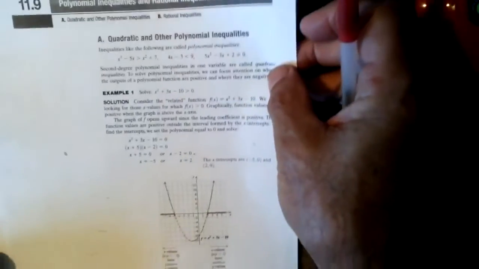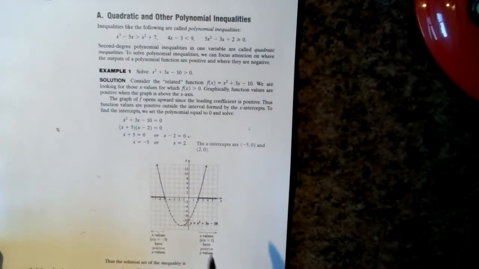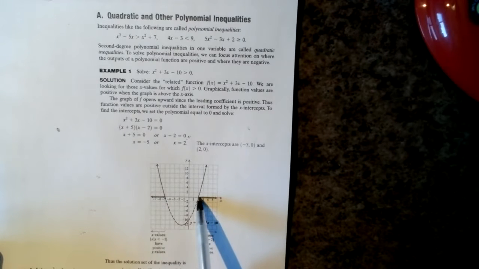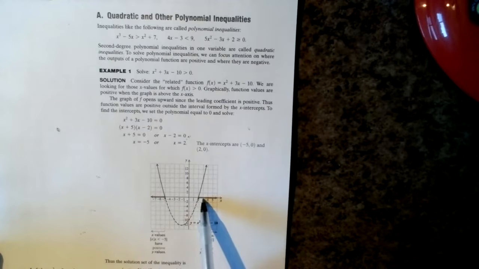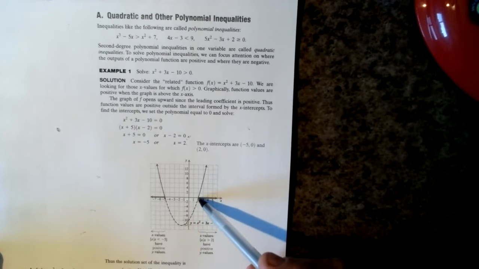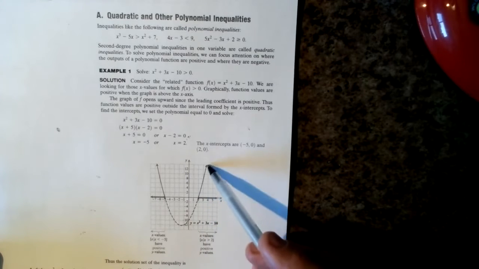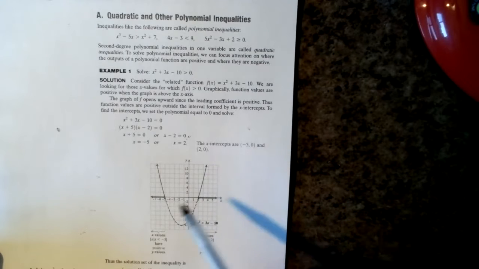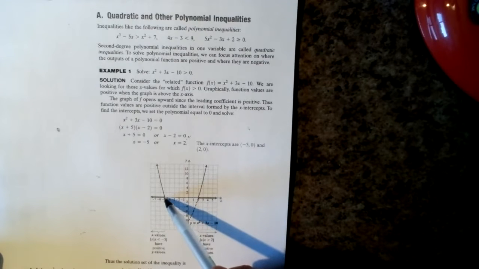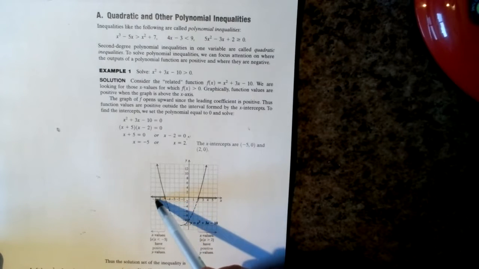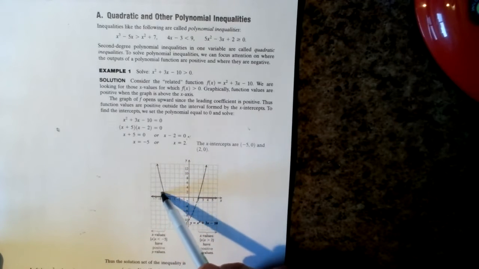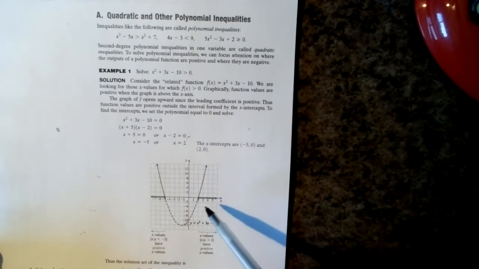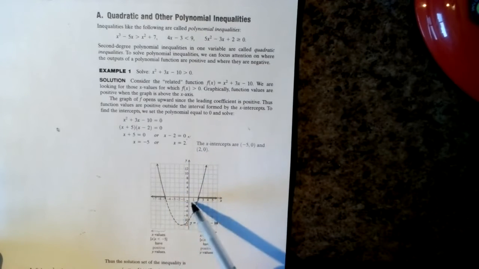When you graph this equation, you notice that when x is greater than 2, like x = 3, the graph is above the horizontal axis, meaning it's all positive. Or when x is less than negative 5, like negative 6, negative 7, the graph is above the horizontal axis, or y is positive. y is negative when the graph is between these two numbers.